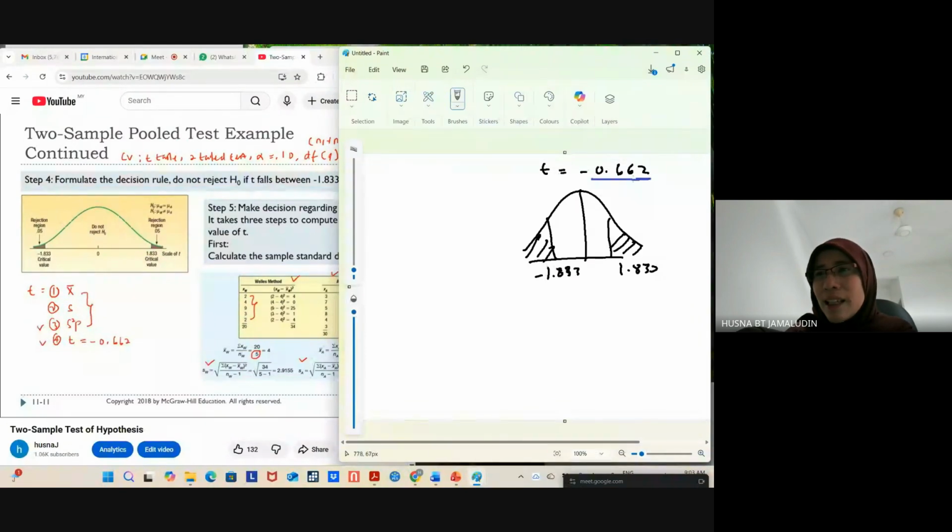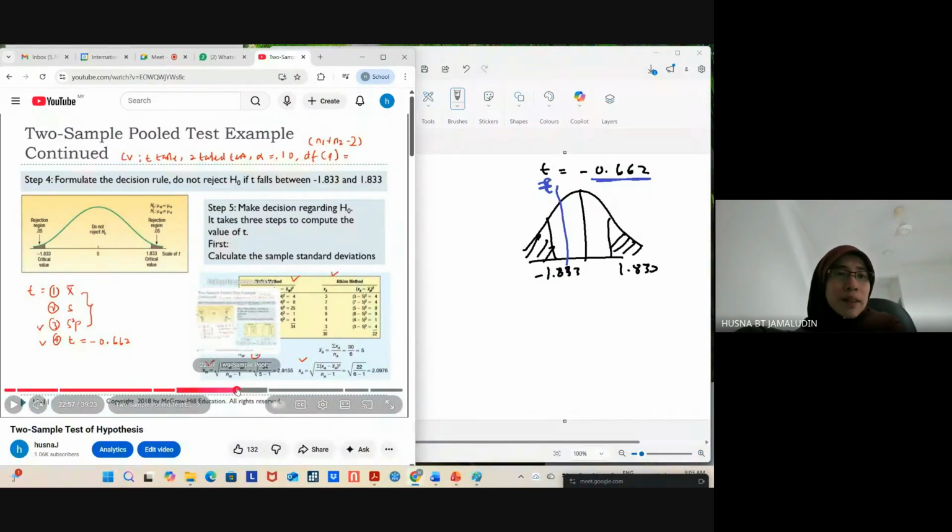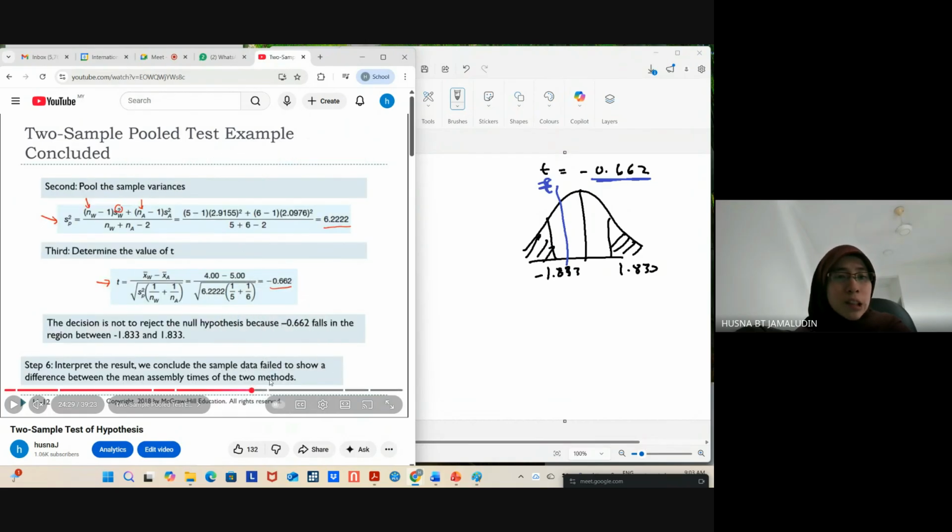So T is negative 0.662, which you will see is before negative 1.833. So your T will be outside the rejection region. Basically your decision is do not reject, because it is outside the rejection region. The rest are the same.